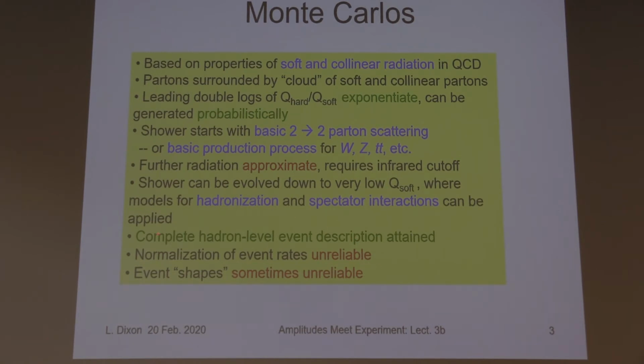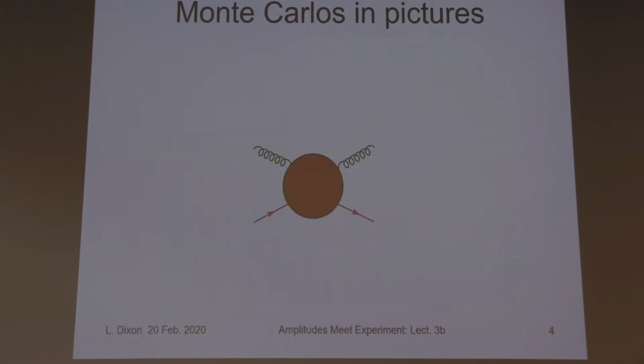And at the end of the day, you get a complete hadron level description, and that's very important for the experimentalists, because the experimentalists know their detectors aren't perfect and they need to simulate the detectors using realistic configurations of hadrons entering them. But the normalizations of event rates are usually not that reliable for the basic Monte Carlos, which is the reason for trying to combine them with higher order matrix elements.